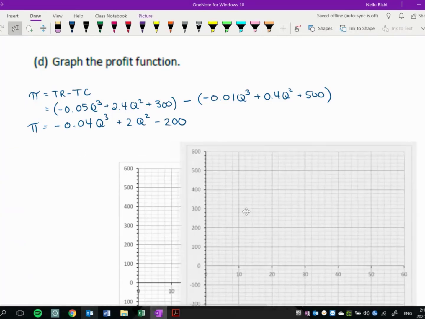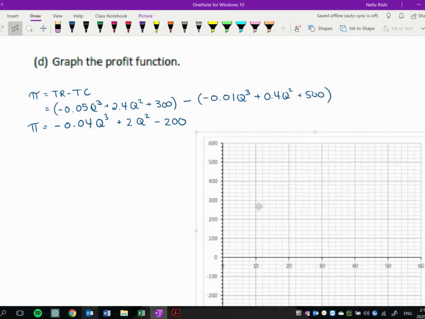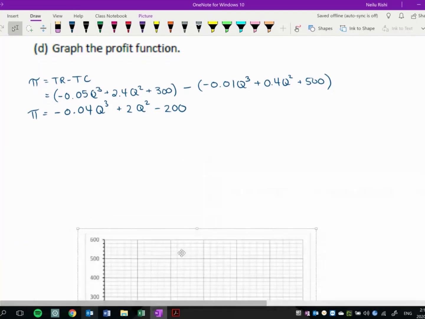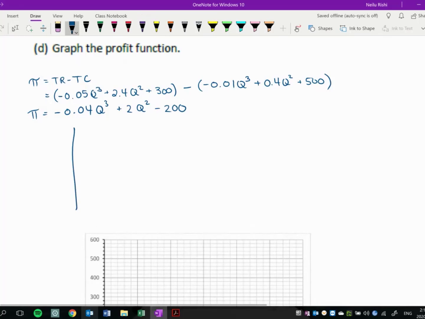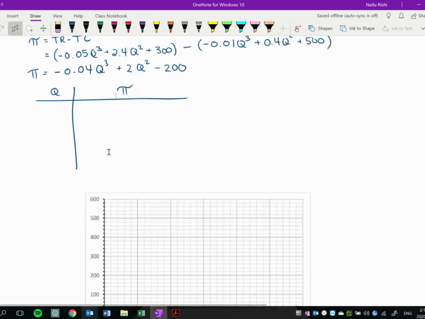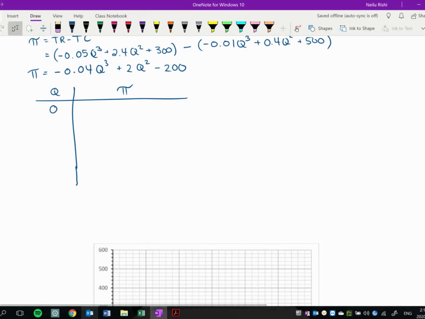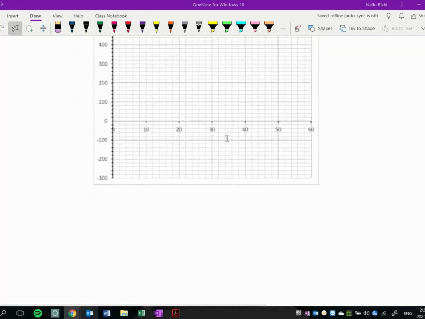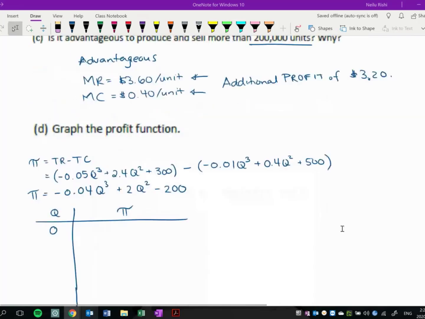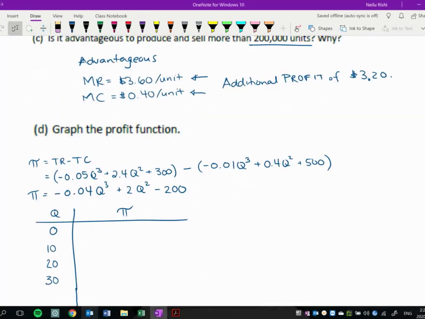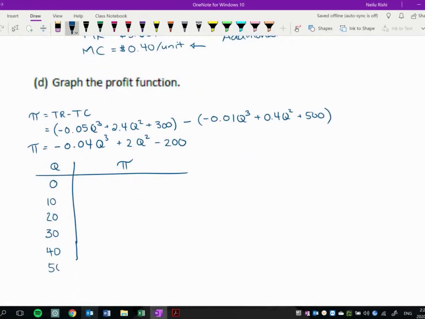Now I need to come up with some values to be able to graph this. I'm going to have my Q values and my profit values. What's the lowest my Q value should be? 0, because you can't make negative quantity. So we have 0, and then I'm going to go with the axes I gave you. You can see I have 10, 20, 30, 40, 50, 60.